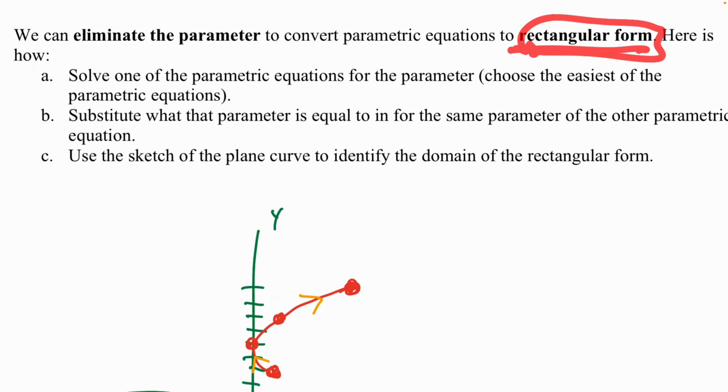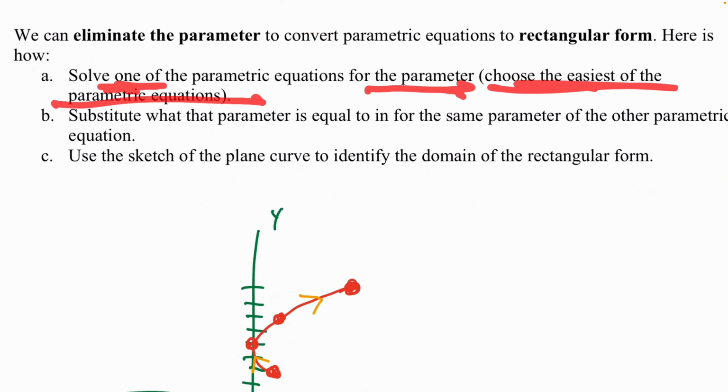Rectangular form is just a fancy word for y equals x. So we have y and x. That's just the normal form that we're used to using in algebra. So here's how we do it. We're going to solve one of the parametric equations. It doesn't matter if we solve the x one or the y one for the parameter. So get t by itself. And you just want to choose the easiest of the two.